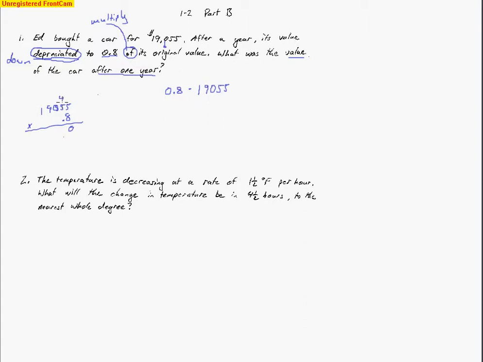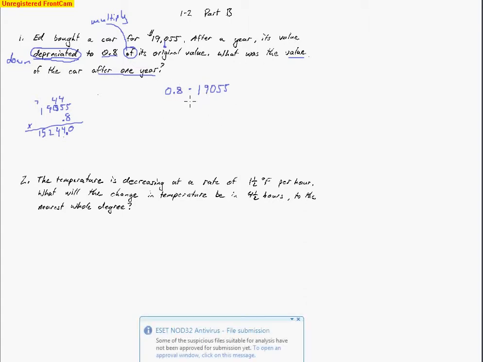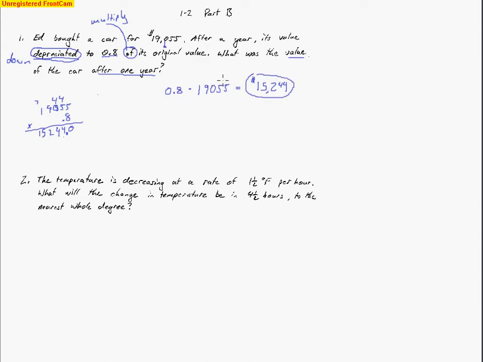I get 40, carry the 4. This makes 44 when I add that 4. And 0 plus 4 makes 4. And I have 72. Carry the 7, and 8 and 1 make 8, plus 7 makes 15. So I move the decimal point just one space over. Again, my number should be smaller than the original number because it went down, it depreciated. And that's what happened here. When I rewrite my answer, it equals $15,244. So that would be our answer. And it makes sense because it's got to have gone down in value.